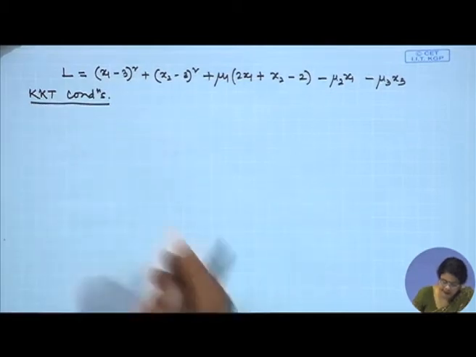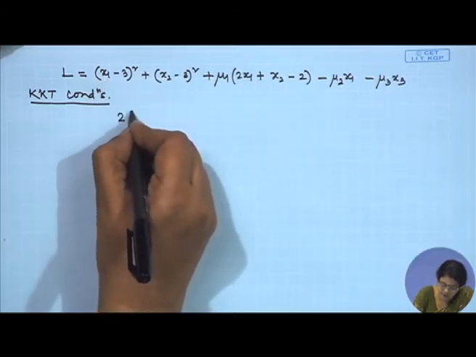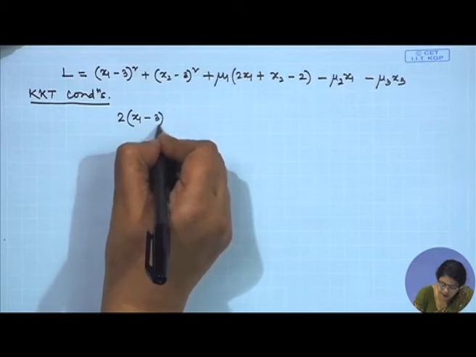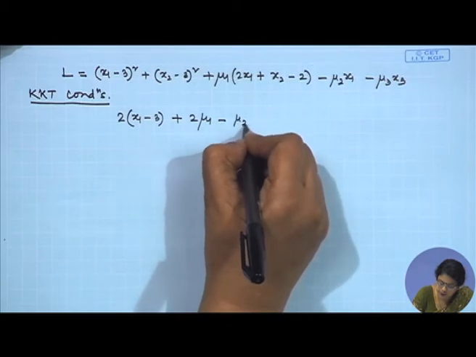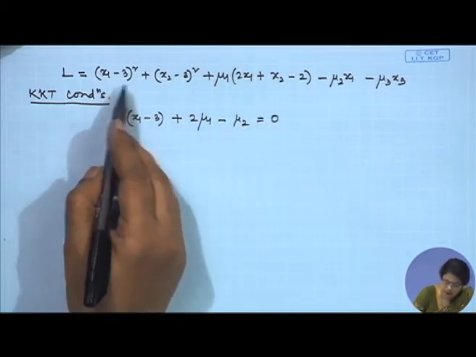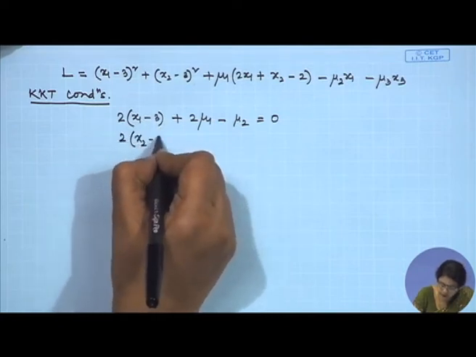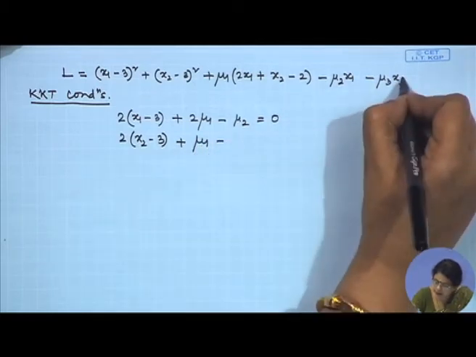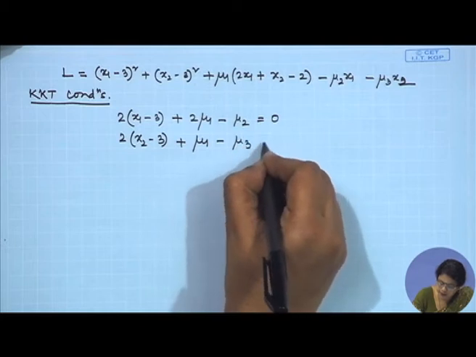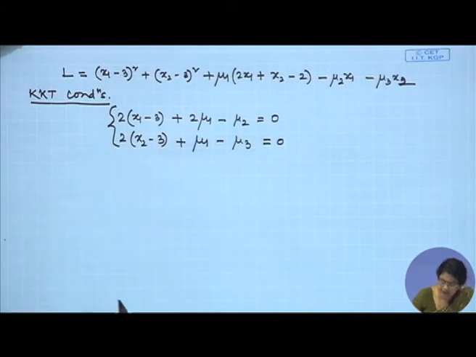First are the optimality conditions, so we will differentiate with respect to x1 first. Then what we will get? We will get 2 into (x1 minus 3) plus 2 mu 1 minus mu 2 is equal to 0. If we differentiate with respect to x2, then we will get 2 into (x2 minus 3) plus mu 1 minus mu 3 is equal to 0. These are the optimality conditions.